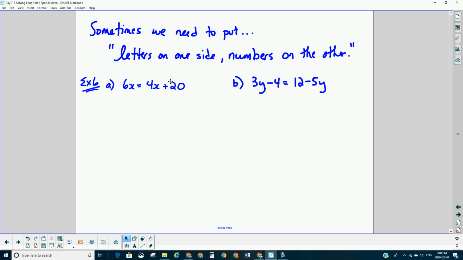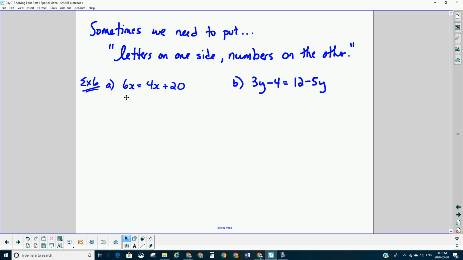Sometimes we need to put letters on one side, numbers on the other side. What does this mean? Well, it's hard to figure out what x is or isolate for x when x is on both sides of the equal sign. So a strategy you'll hear me say to solve equations is to put the letters on one side, numbers on the other side. It's a better way of saying isolating for x. So in order to isolate for x, we need the x's to be on the same side so that we can collect them.